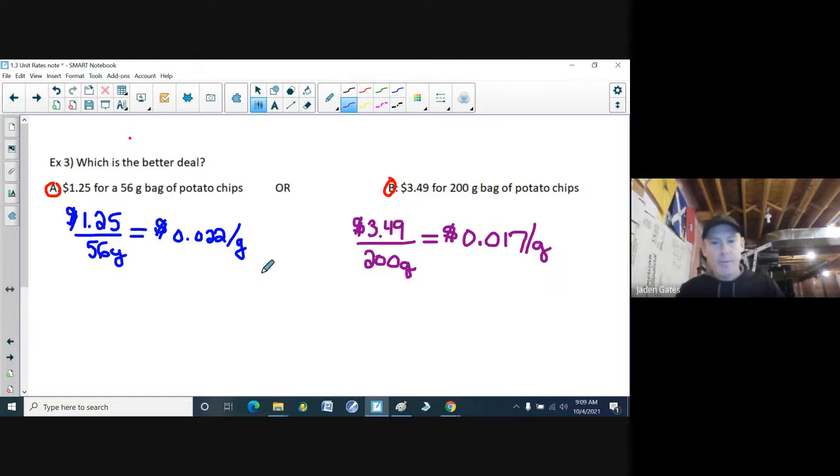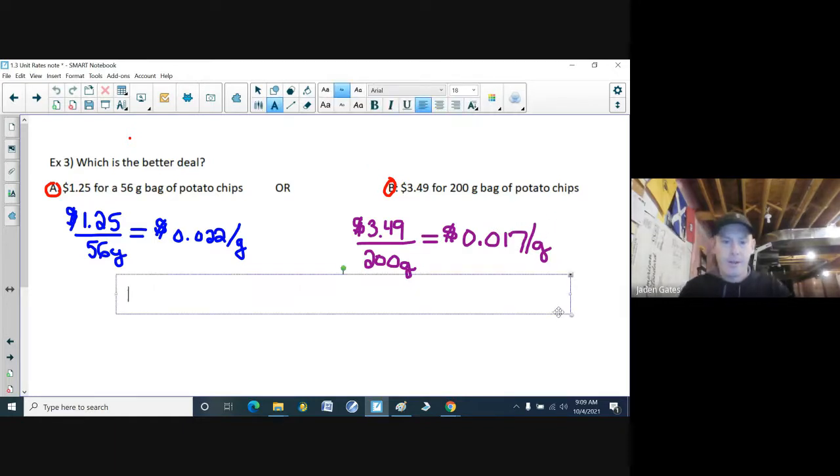And so now I compare here. Well, this one is $0.022 per gram, and this one's $0.017 per gram. So in this case, B is the better deal. It's cheaper per gram.